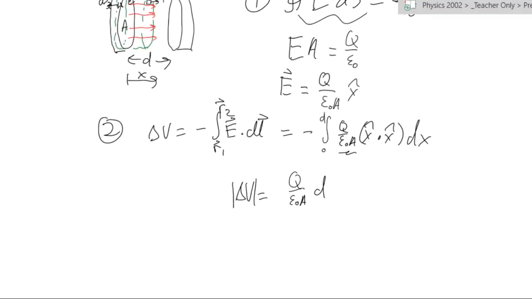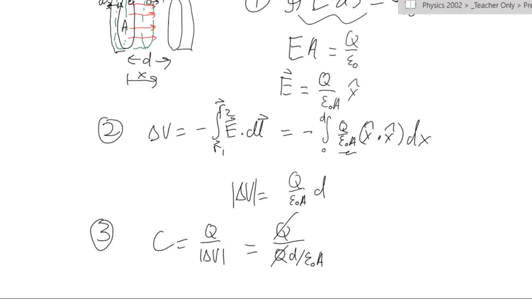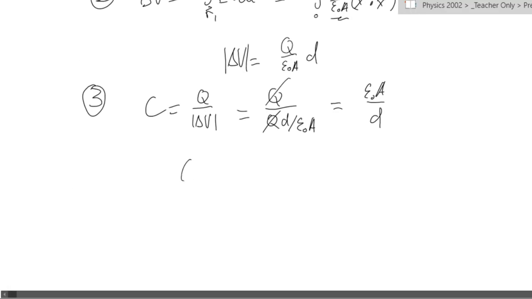Step 3 is just to say that the capacitance C is going to be equal to Q divided by the magnitude of delta V. And so here this is going to be Q divided by Q D divided by epsilon naught A. We can cancel our Q's and invert the denominator. This ends up being epsilon naught A divided by D. And so you might remember, if you've taken a physics class in the past where you just use equations from an equation sheet, that this is the equation that you might have seen already for capacitance.